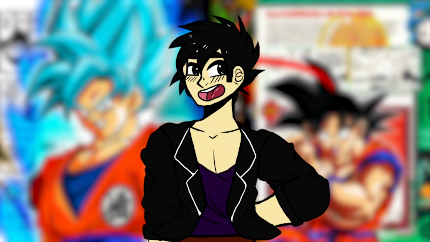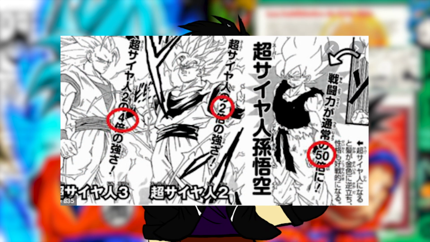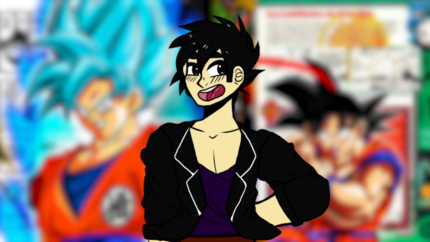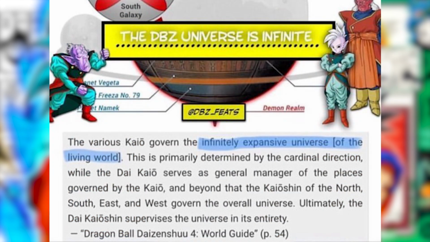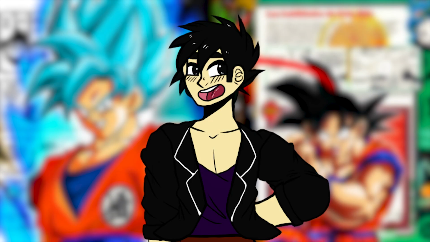One of the most famous examples is the Daizenshu gives us multipliers for the Super Saiyan transformations. Another one is about how the Daizenshu talks about the Dragon Ball universe being infinite, as we discussed in our previous section. As well, the Daizenshus are not the only guidebooks for Dragon Ball out there, though they are the main ones people tend to use.